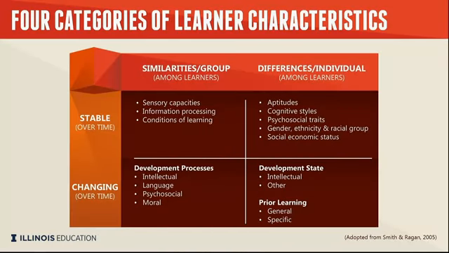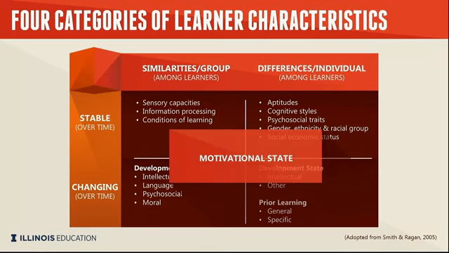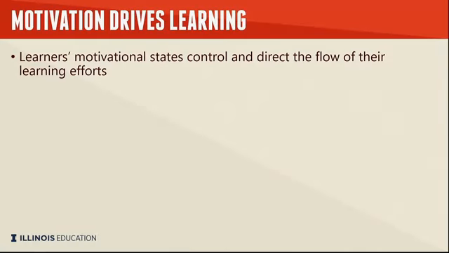Another crucial factor when it comes to learner analysis is the learner's motivational state. You can consider the motivational state to be relevant to all four categories of the learner characteristics we discussed earlier. Why is motivation important when it comes to learner analysis? Because motivational states will control learners and direct their flow of efforts during their learning processes.